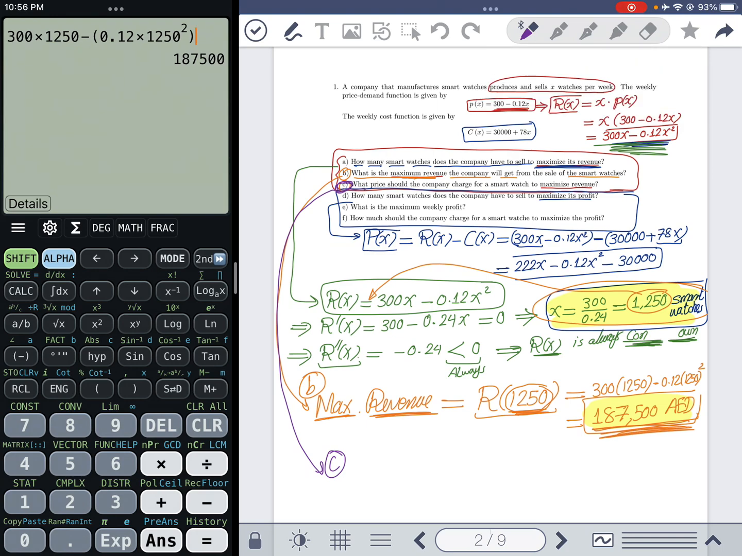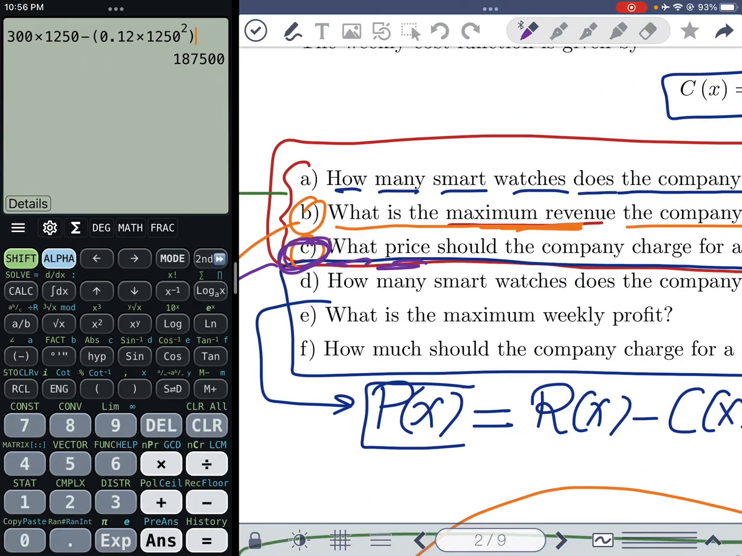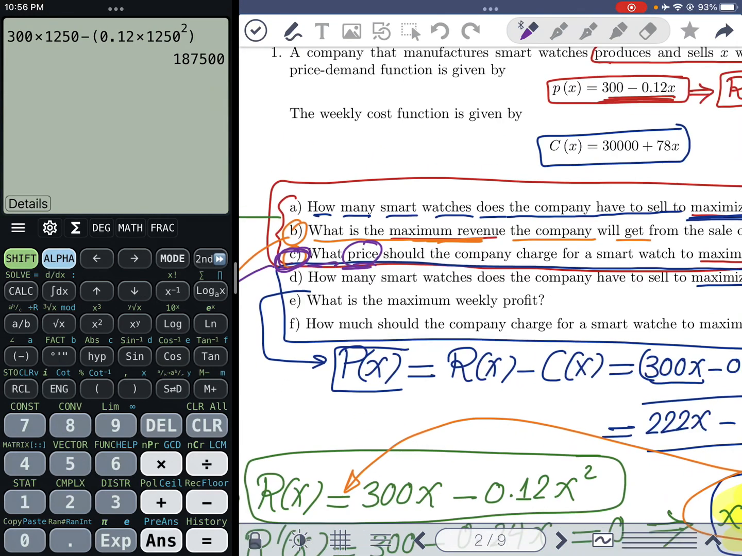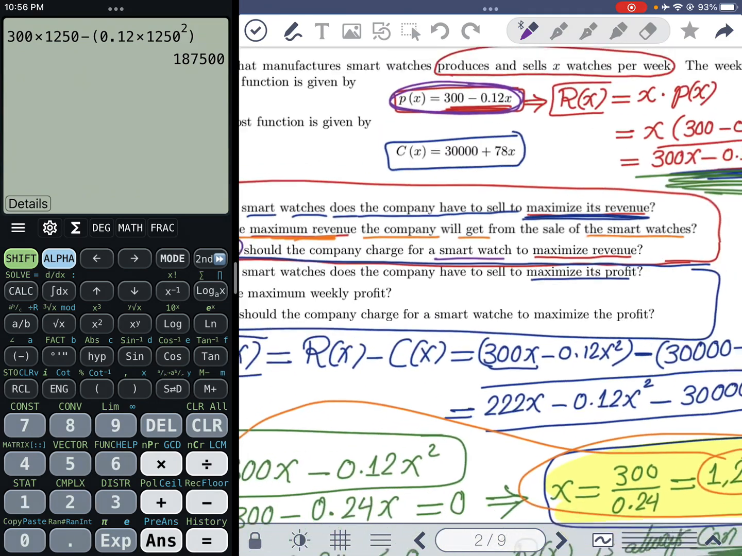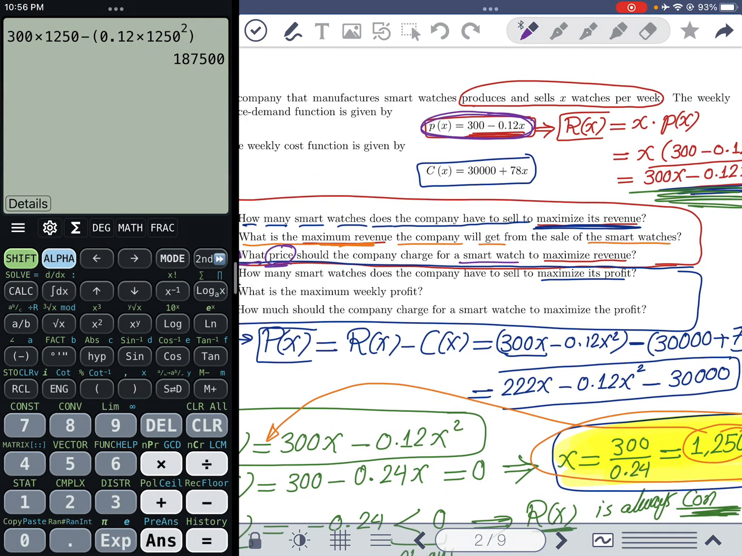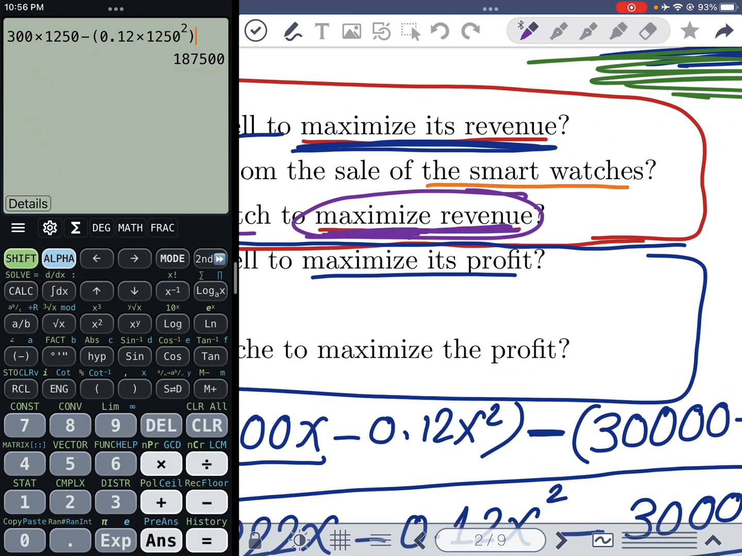Now, they're asking, look, what price should the company charge for a smartwatch? So what would be the price per watch? Remember, this here is the price demand function, and it gives you the price per watch. But look, they're asking what price should the company charge for a smartwatch to maximize revenue. Again, they want to maximize revenue.